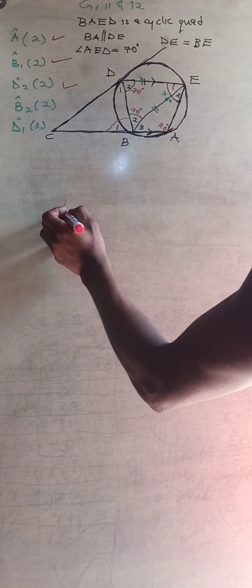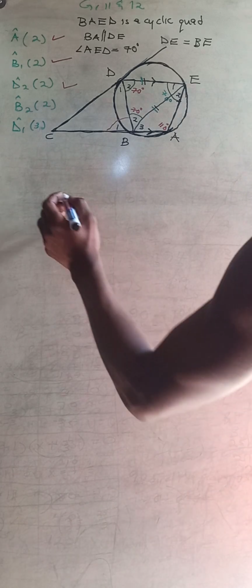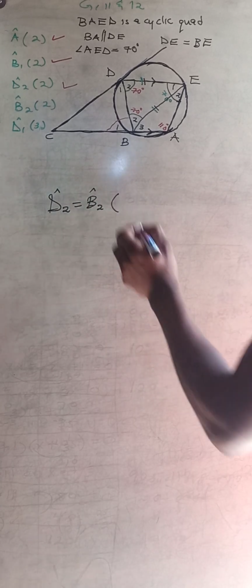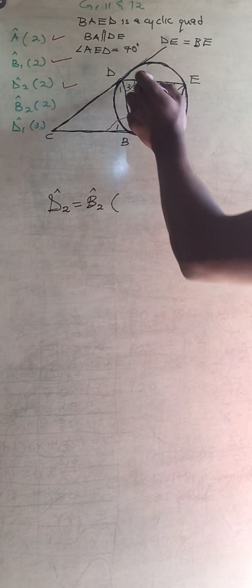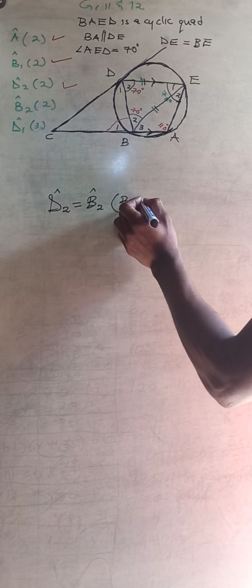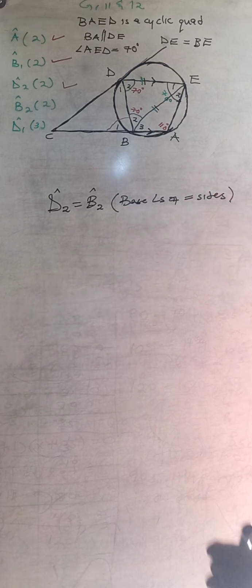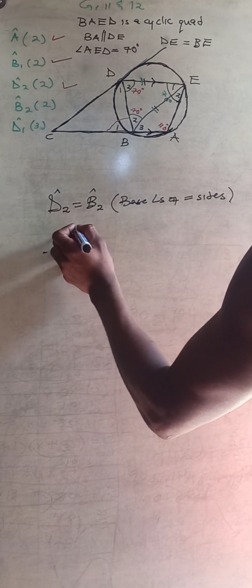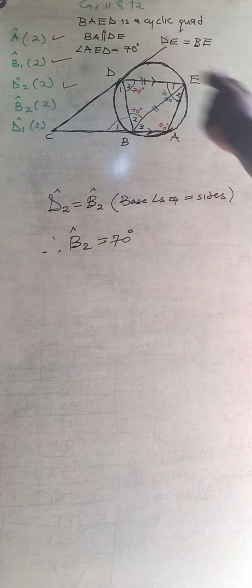Okay, let's give the reason. Angle D2 is equal to angle B2. The reason being they are base angles of equal sides. We know that base angles of equal sides are also equal, right? Therefore, angle B2 is equal to 70 degrees. Why? Because we had already discovered that D2 is 70 degrees, right? All right.